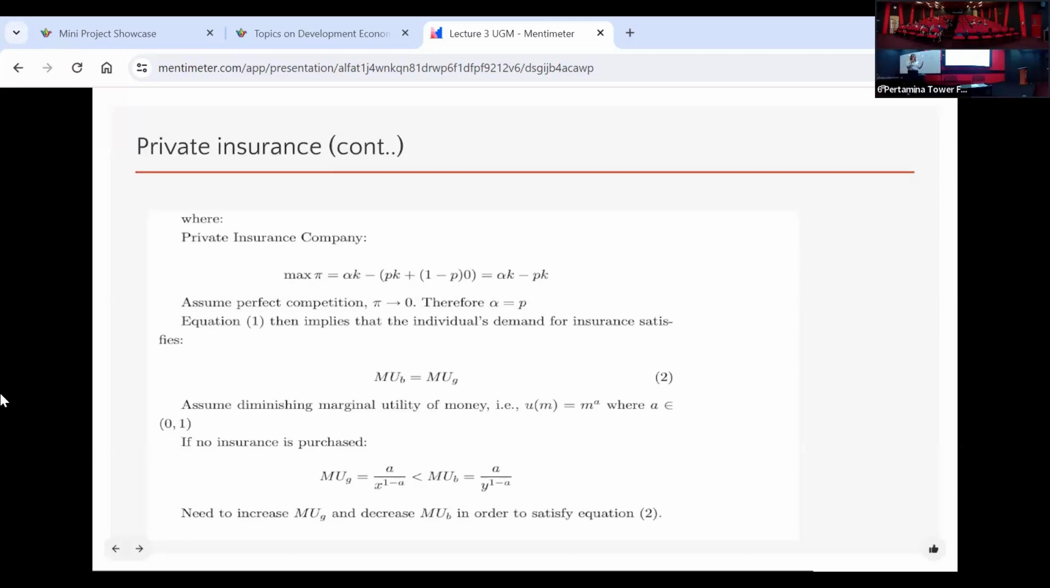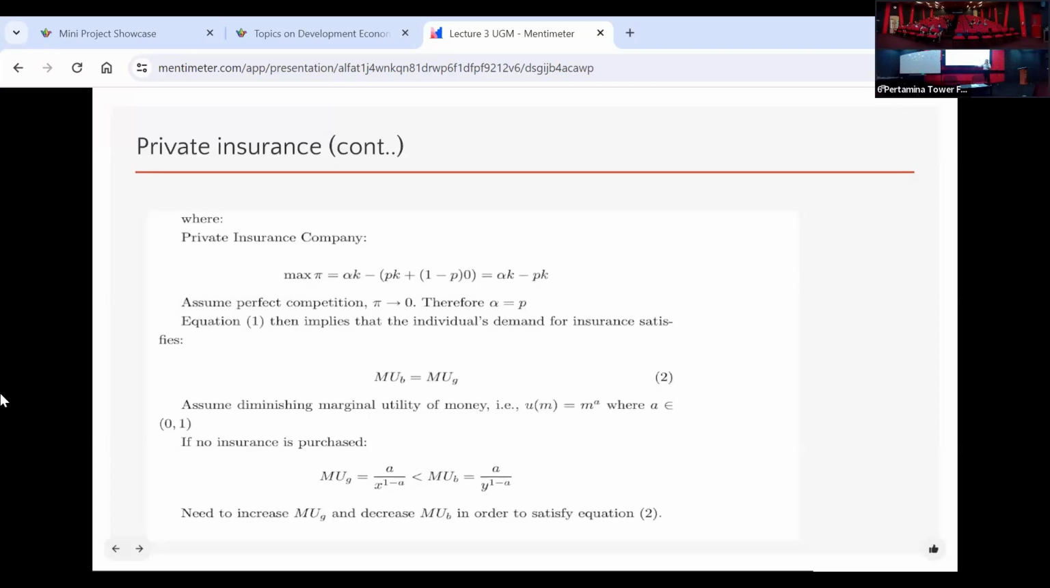Okay? Until here, okay-ish. Clear like a drop of water or clear like a drop of mud. So far, we're saying that alpha should be equal to P. We want to find the marginal utility of the good state and the marginal utility of the bad state. So this equation 2 kind of comes at the end.